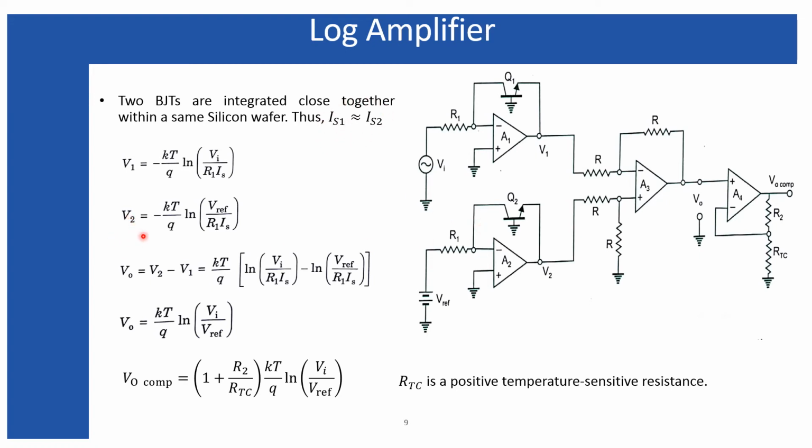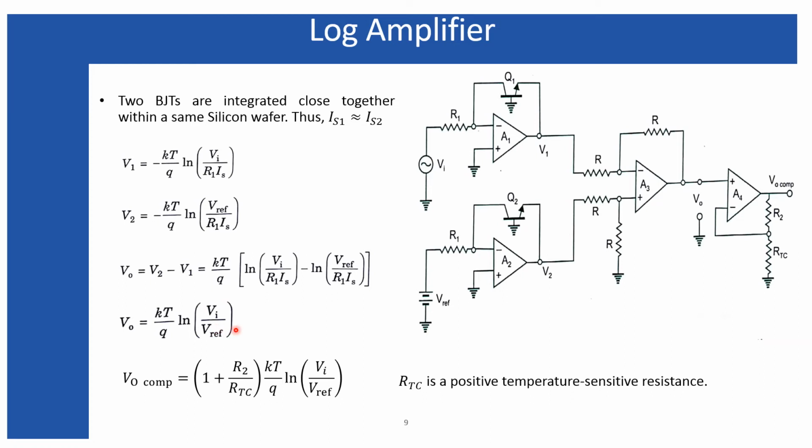Then V2 can also be found using the similar rule. The only difference is that instead of Vi, the V reference will appear in this expression. Here is a basic difference amplifier. Now by applying the output from each of the logarithmic amplifiers as an input of the difference amplifier, I'm having this expression, which is equal to the difference between them. And V naught can be represented in this way.